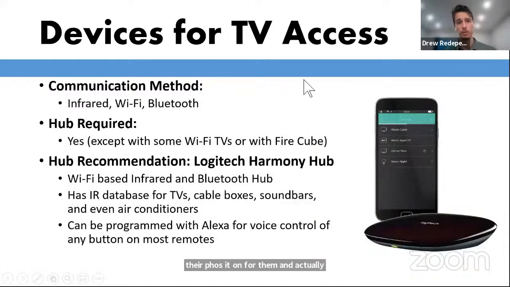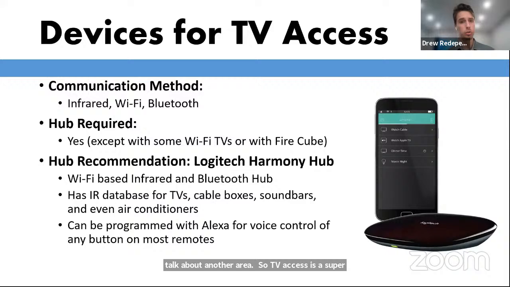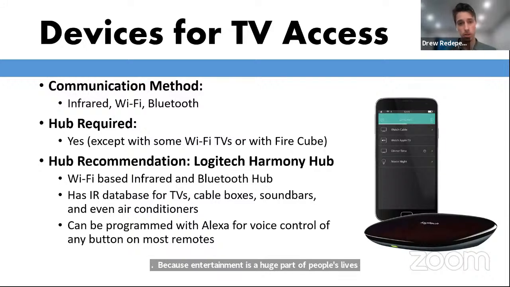Now we're going to talk about another area. TV access is a super important area, and I think it's one of the things we get the most requests for out of any other application in the home. It's also one of the more important areas for people to be able to access, because entertainment is a huge part of people's lives, and being able to access things like the news on TV is super important. So overall, TV access is one of the largest requests we get out of any of our clients.